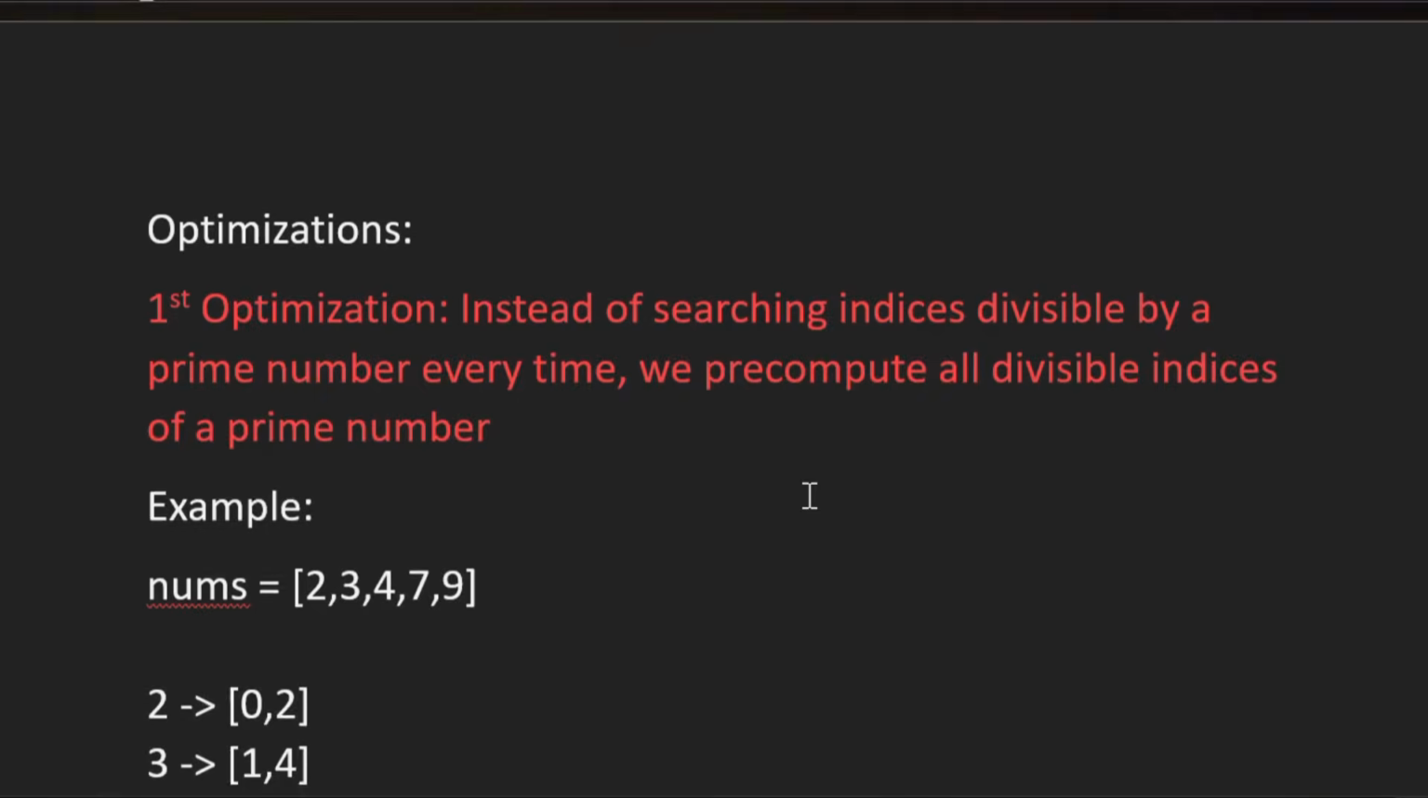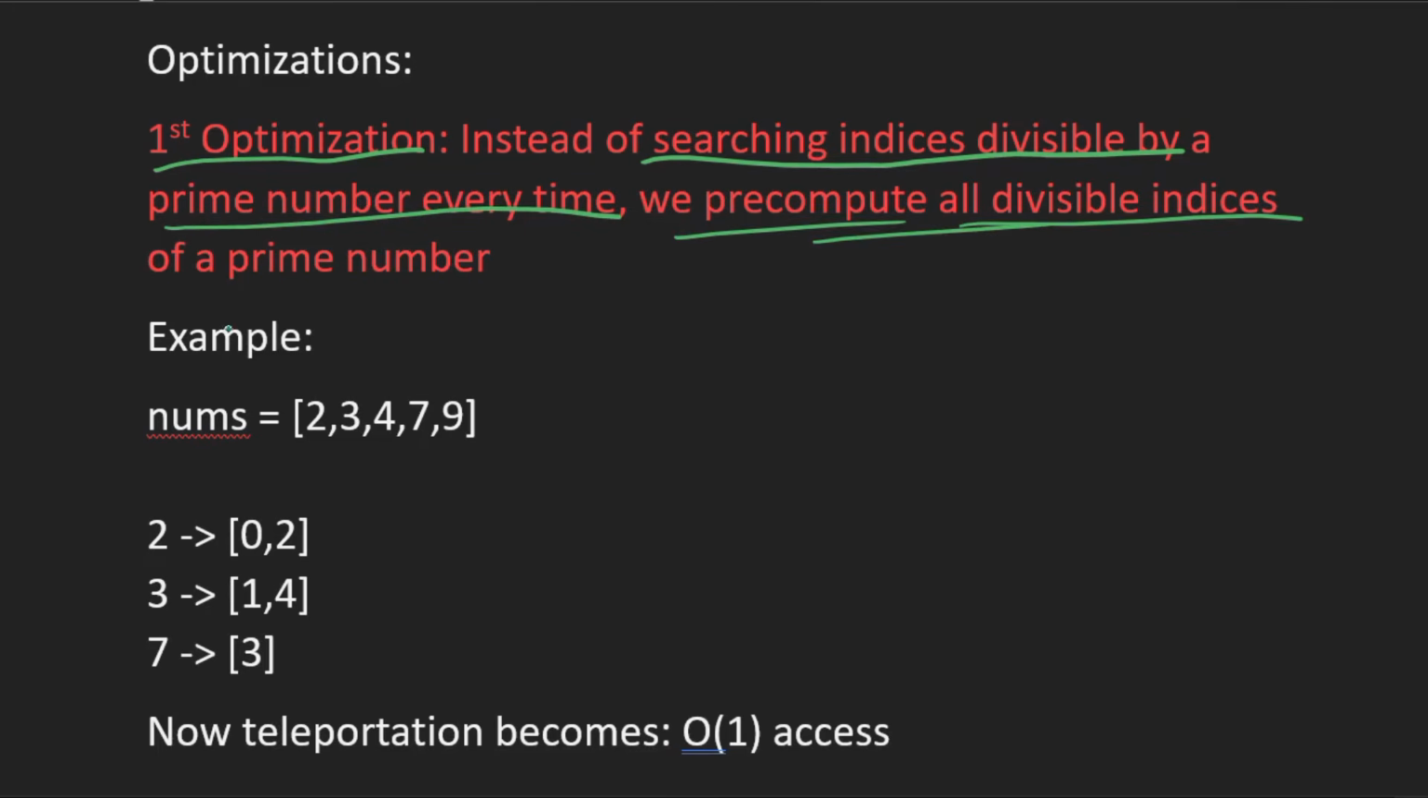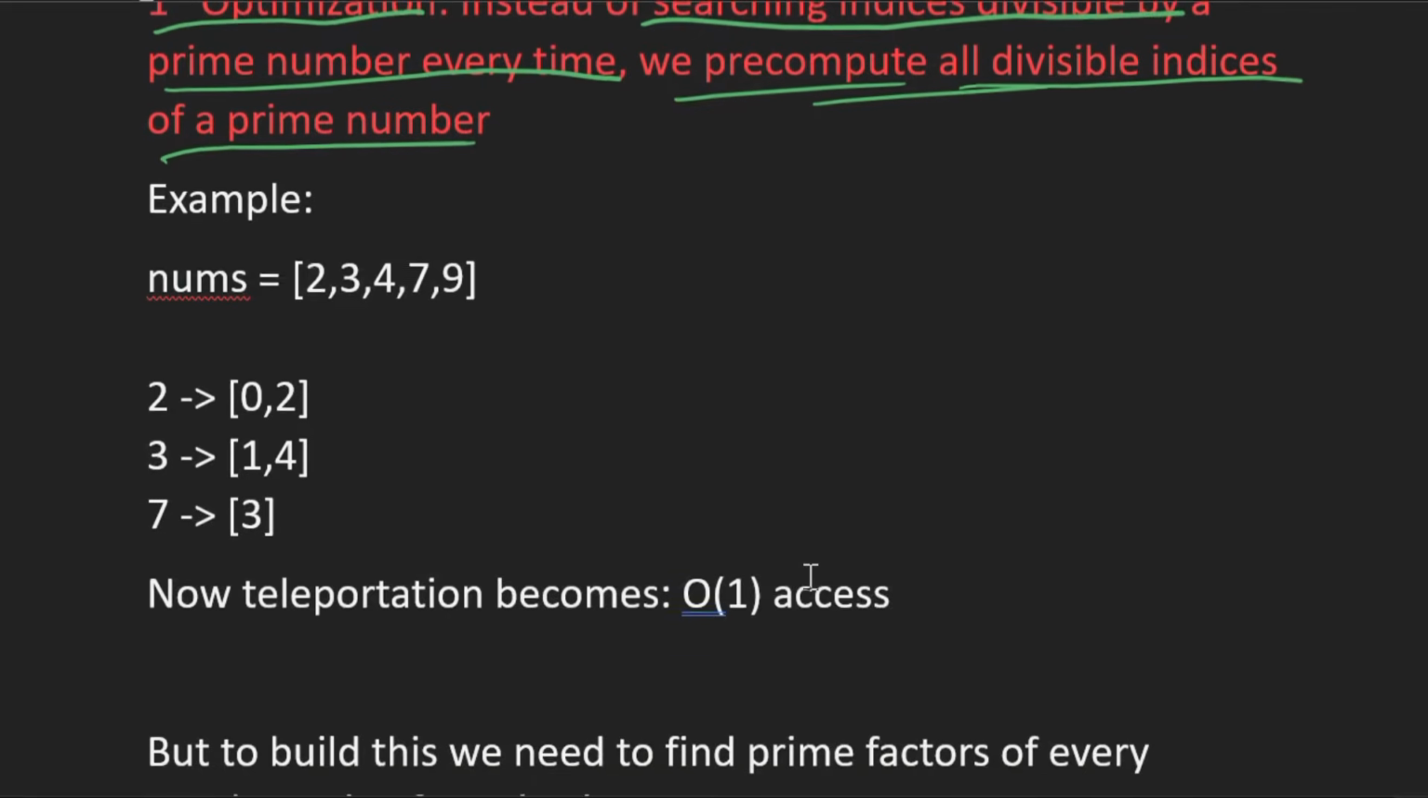So let's see the optimizations that we can do over here. The first optimization: instead of searching indexes divisible by a prime number every time, we can pre-compute all divisible indexes of a prime number, right? So let's see an example to get the first optimization.